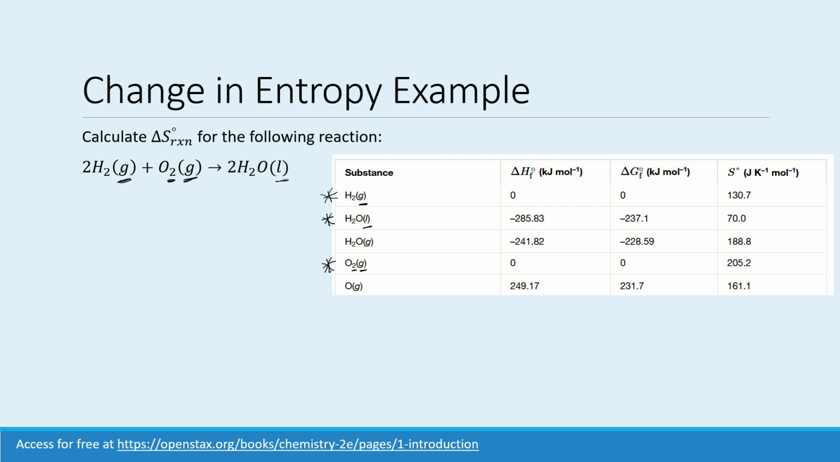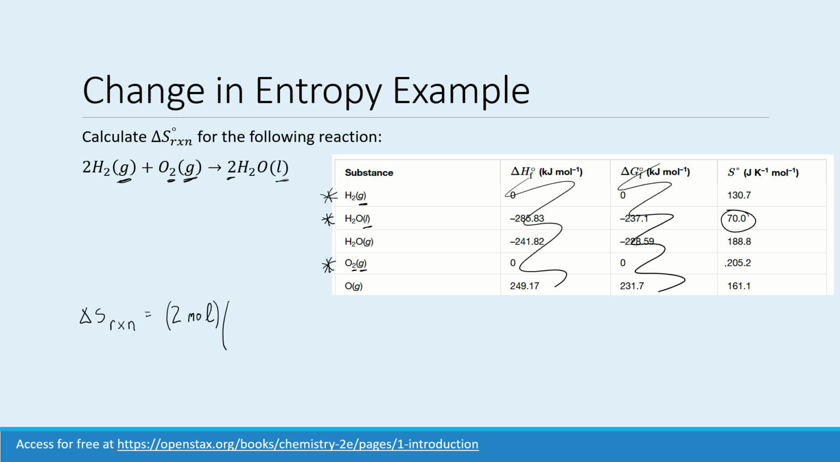Okay, so remember that the change in reaction is going to be the sum of the products minus the sum of reactants. So let's first look at those products, which is your water molecule. So delta S of the reaction will be equal to the number of moles. That's the coefficient in front. So we have 2 moles of water times the standard entropy for liquid water.